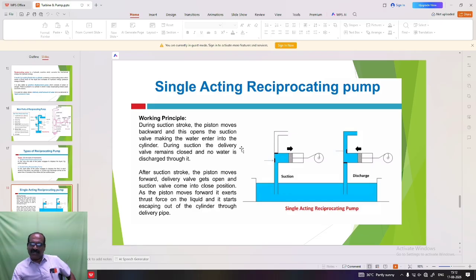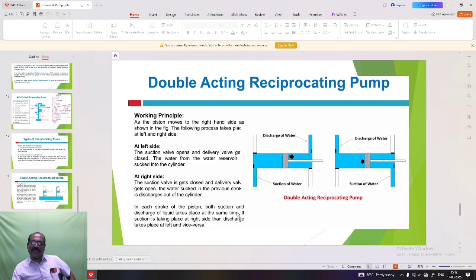As we discussed earlier, after the suction stroke, the piston moves forward, that means to the left-hand side. The delivery valve gets opened and the suction valve comes to the closed position. As the piston moves forward, it exerts a thrust force on the liquid and it starts escaping out of the cylinder through the delivery pipe.